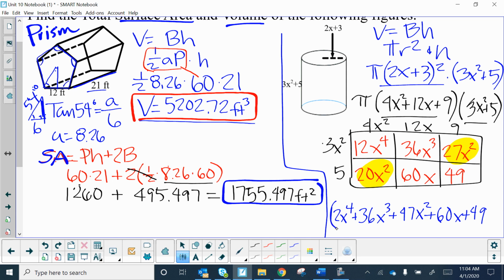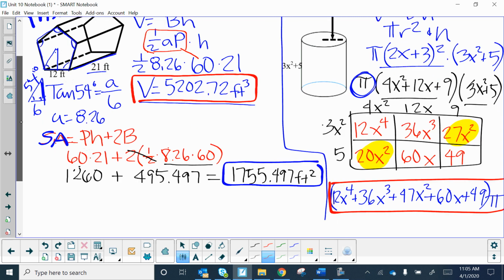Now don't forget, we still have all of that times pi, because pi was out here in the front. So you have to include the pi. Okay, so your final answer for the volume, only the volume, is 12x to the 4th plus 36x cubed plus 47x squared plus 60x plus 45, and then don't forget your pi. And this is in units cubed, okay?